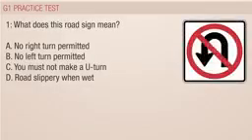Question 1. What does this road sign mean? A. No right turn permitted. B. No left turn permitted. C. You must not make a U-turn. D. Road slippery when wet. Answer C. This is a no U-turn allowed sign.